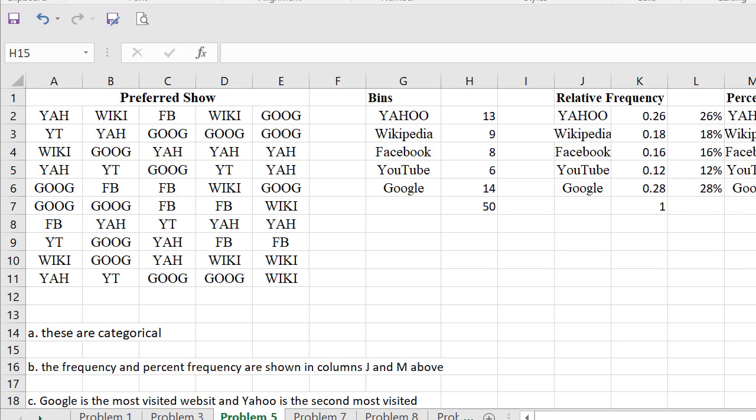So if we scroll down, we see that Google is the most visited site and Yahoo is the second most visited. And we can see that by its 28% here and then 26% here. So that's what I was looking for, and that's how you should have presented that. I like how this person presented the information here. It's very concise. It's all on one screen, and so the user doesn't have to be scrolling all over the place to see it.